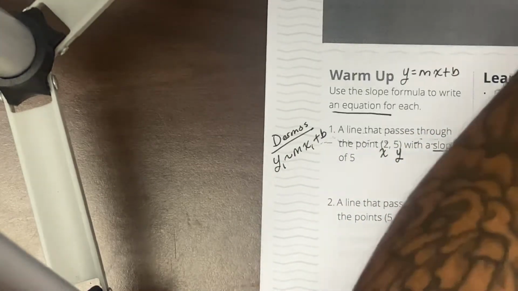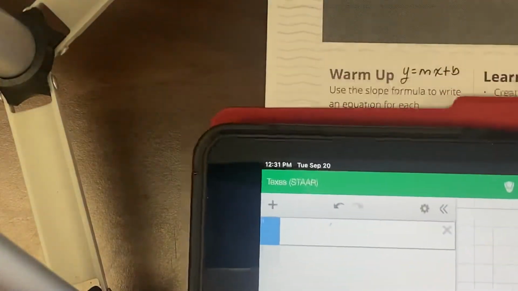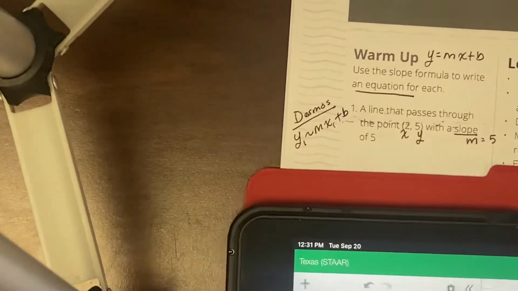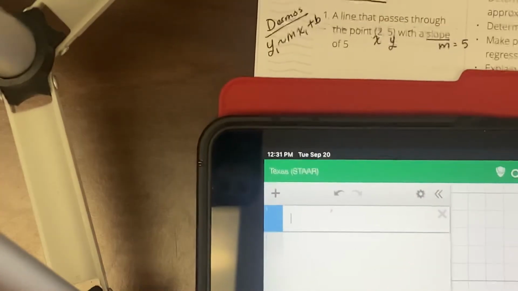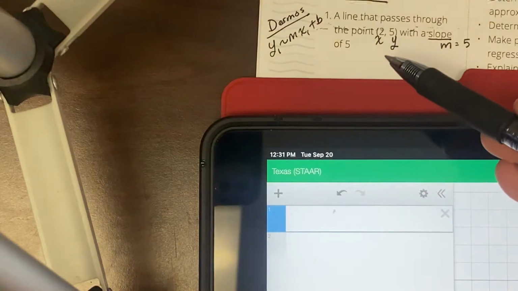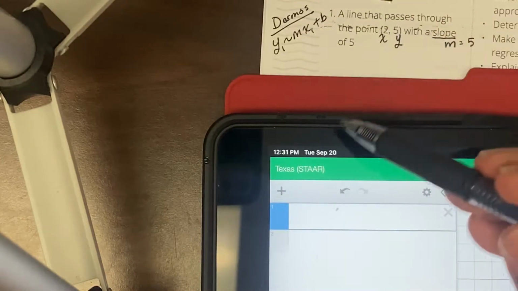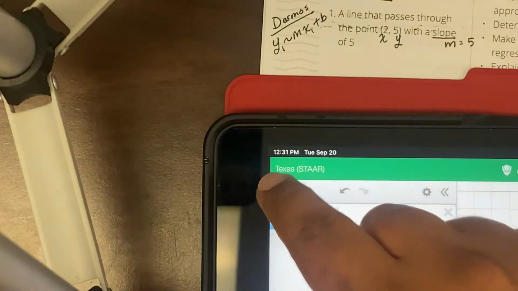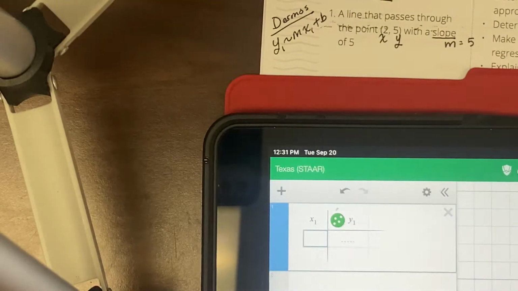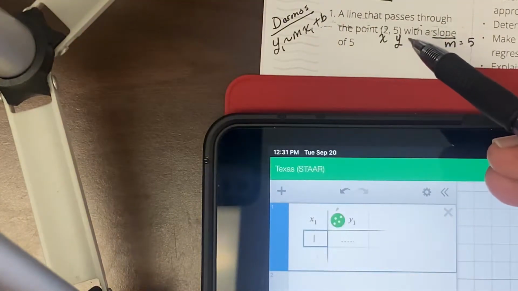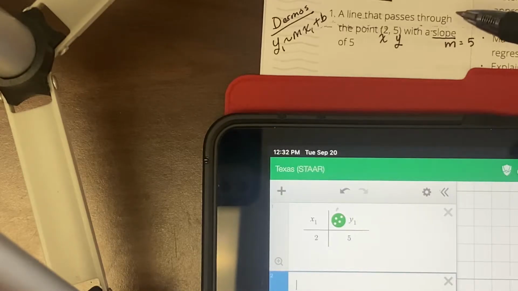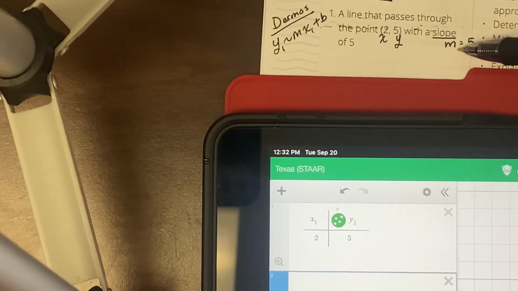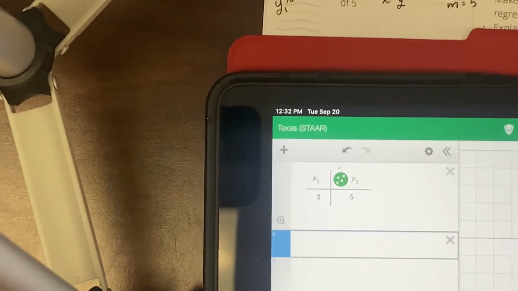Okay, so I come to my Desmos. Let's see if I could show everything on one screen. Beautiful. Right away, I do want to write x and y. My preference is to do a table, so I'm going to put a table. My x value is 2, my y value is 5, so I'm going to put 2, 5. And I'm going to do myself a favor. This slope of m, I'm going to put that right there. m = 5 in the second row.